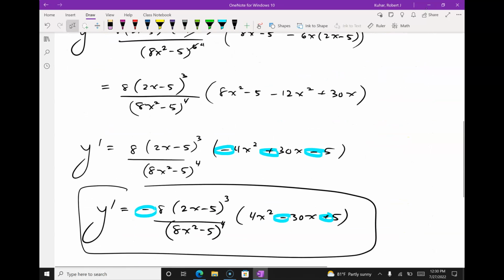Of course, the trickiest part is not the calculus, it's the algebra, right? It's not the calculus that's tough, it's the algebra that's tough.